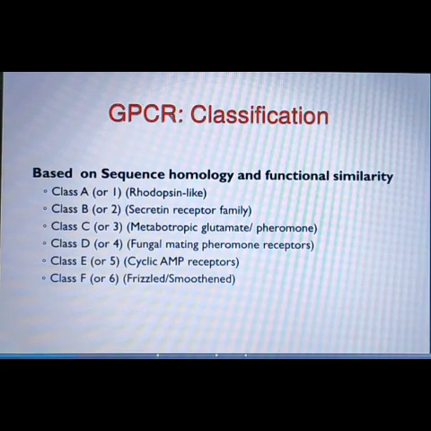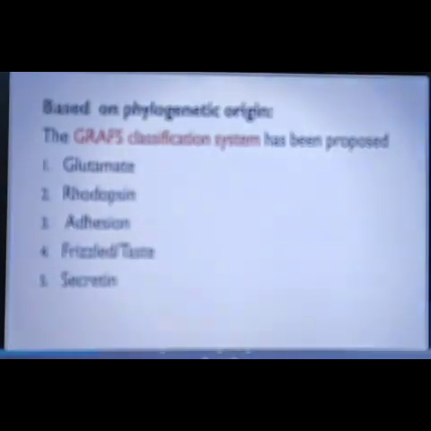GPCR classification. They are classified into classes A, B, C, D, E and F, based on sequence homology and functional similarity. Based on phylogenetic origins, they are classified into five different categories, GRAFS: glutamate, rhodopsin, adhesion, frizzled/taste, and secretin.